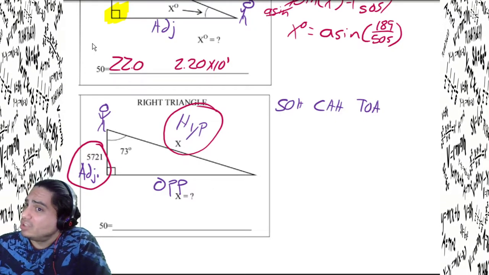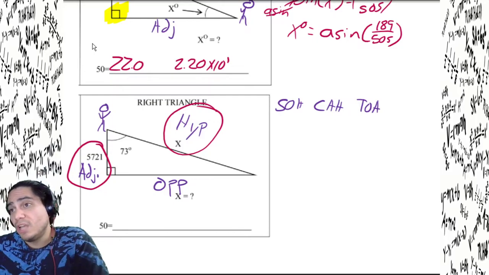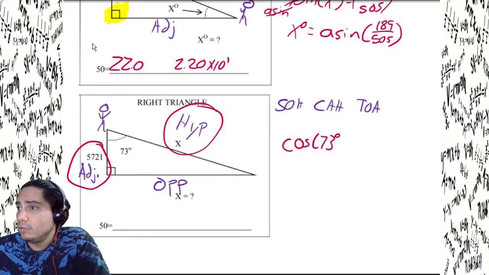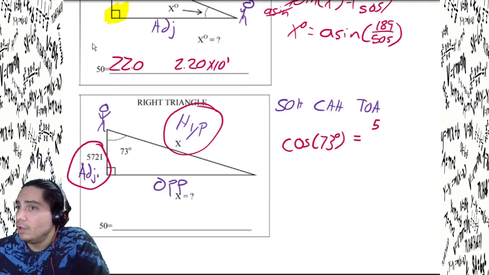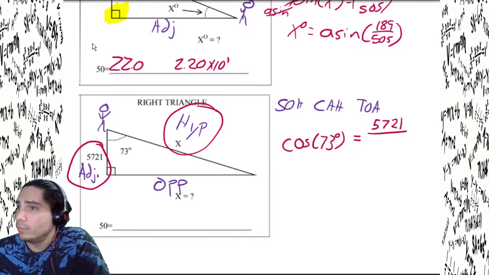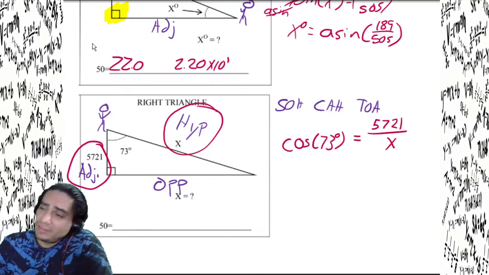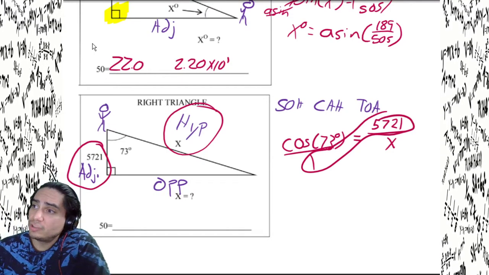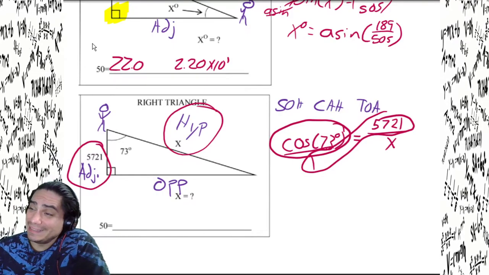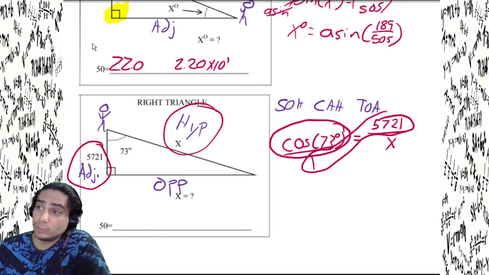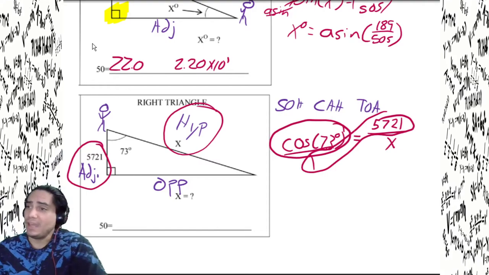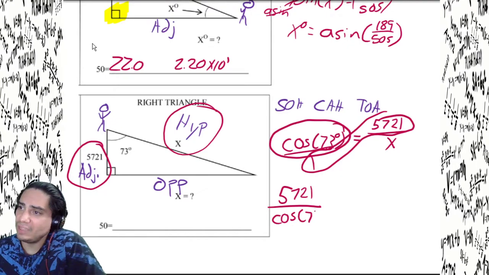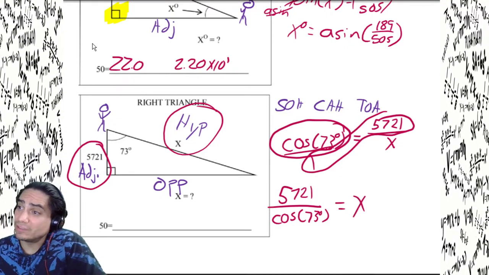Anyways, we got ourselves the adjacent. We're looking for the hypotenuse. We got ourselves our angle. So we're using cosine. The cosine of 73 degrees is equal to 5721 over x. We've got our numerator, so we're essentially going to divide, so we can solve for x. We got 5721 divided by the cosine of 73 degrees, and that's going to give us our answer for x.